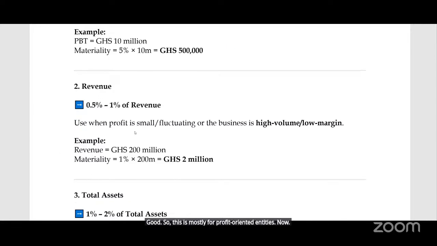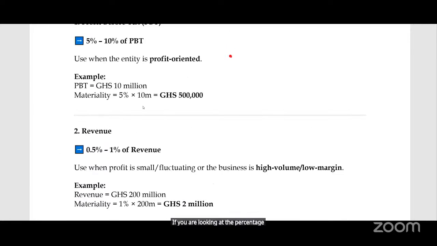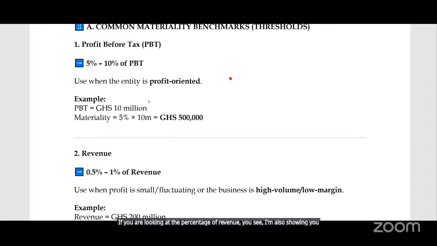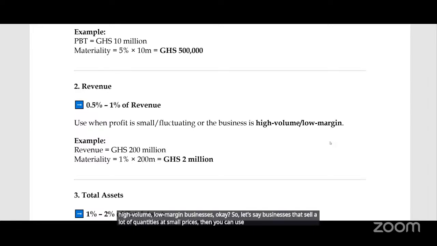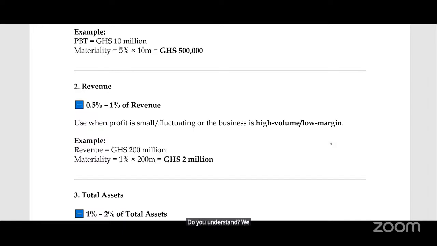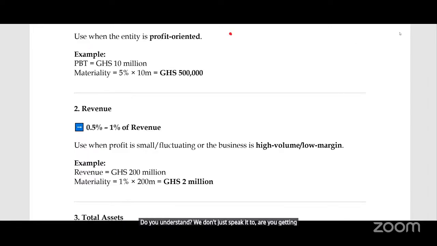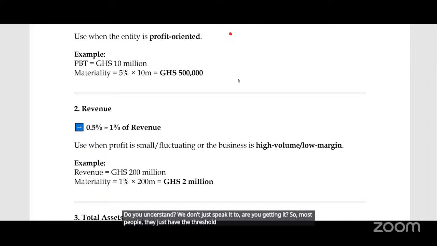Now, if you are looking at a percentage of revenue, I'm also showing you where to use it. We don't just pick it. So usually when profit is small or fluctuating, or you have high volume, low margin businesses, okay? So let's say businesses that sell a lot of quantities at small prices, then you can use a percentage of revenue as the materiality. Do you understand? We don't just pick it. So most people, they just have the threshold, but they don't know where to use it. I hope you are learning something.